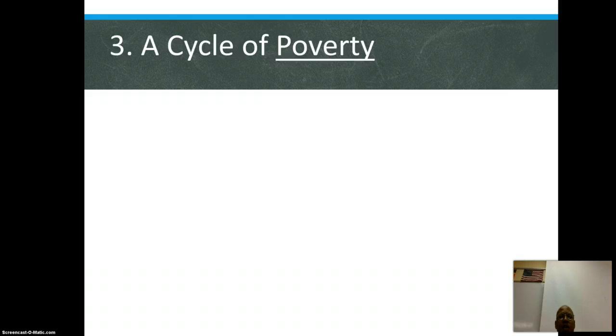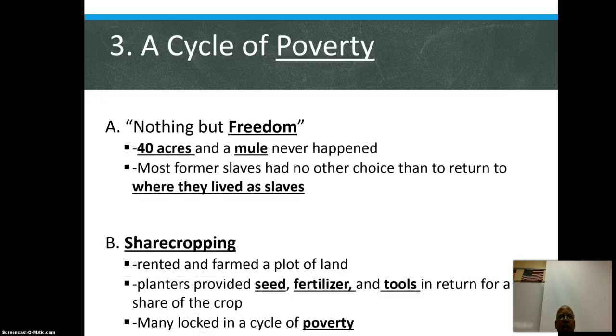Lastly, I want to talk about sharecropping and the cycle of poverty. The idea was to get African Americans 40 acres and a mule. By doing so, it would allow them to get on their feet, provide for their families, and have a better way of life. This really never came to fruition. We're going to look at some of the important documents around this and why it really didn't work out in terms of economics and individuals' inability or unwillingness to see this through.